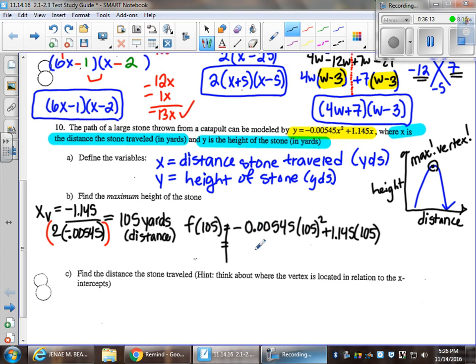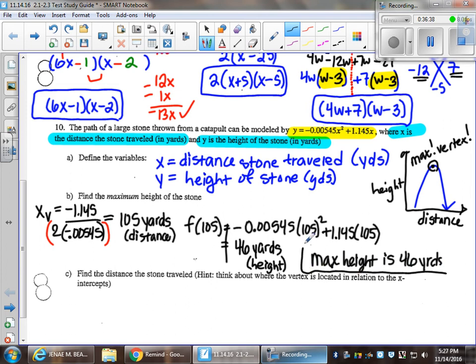I get 46 yards. And this is for the height. So, maximum height of the stone. Max height is 46 yards. I was going to abbreviate, but the fact that I forgot the a drives me nuts. So, I will write it out. Abbreviating is perfectly fine.